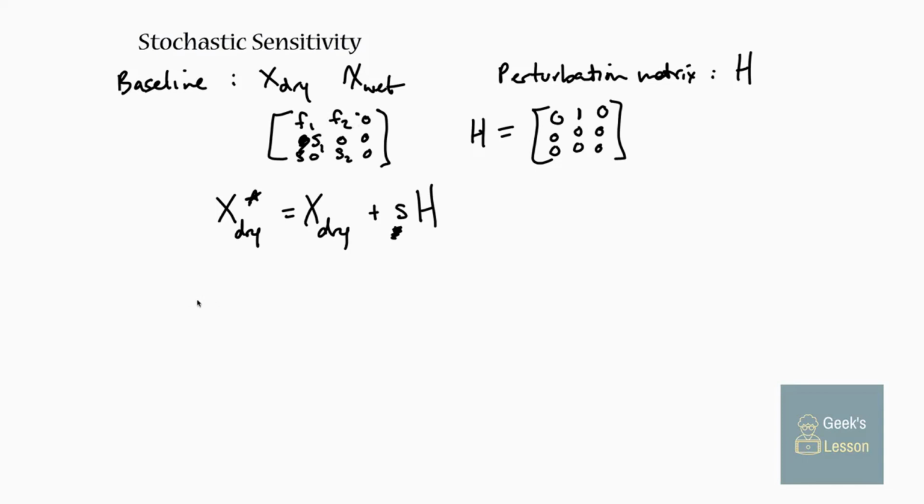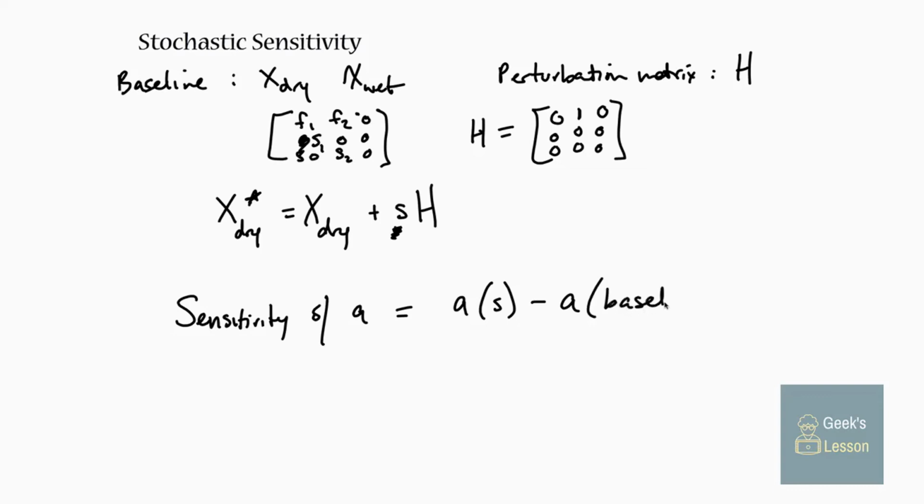So in this, if we think about it this way, what I'm looking for is the sensitivity of A, my stochastic growth rate, is going to be A if we use the perturbed system, X star dry and X wet, minus what the stochastic growth rate would have been if we just used the baseline, divided by s, divided by how big we made the perturbation.